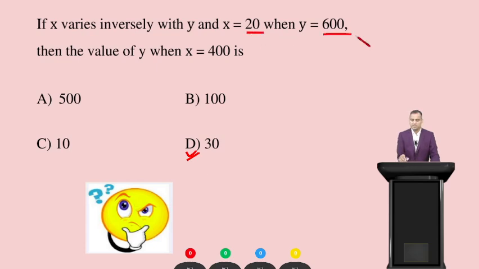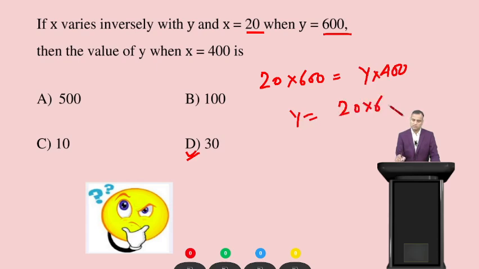In inverse proportion, the product of quantities is equal. y into 400 equals 20 into 600, so y equals 20 into 600 over 400, which is 30.